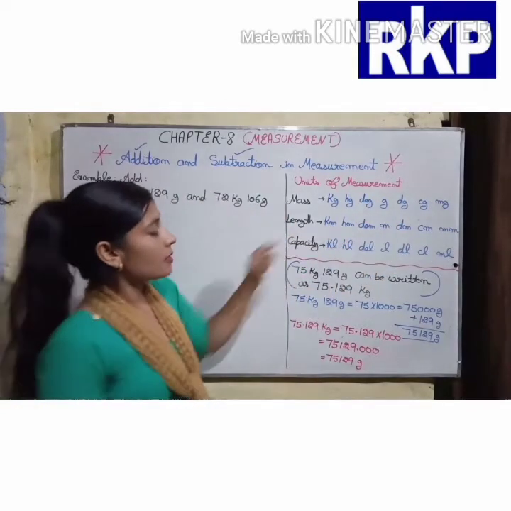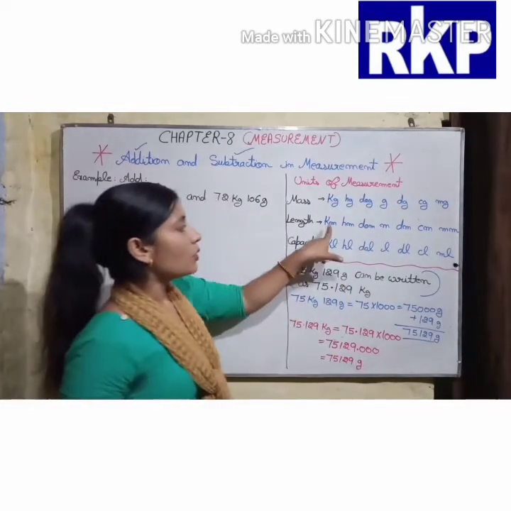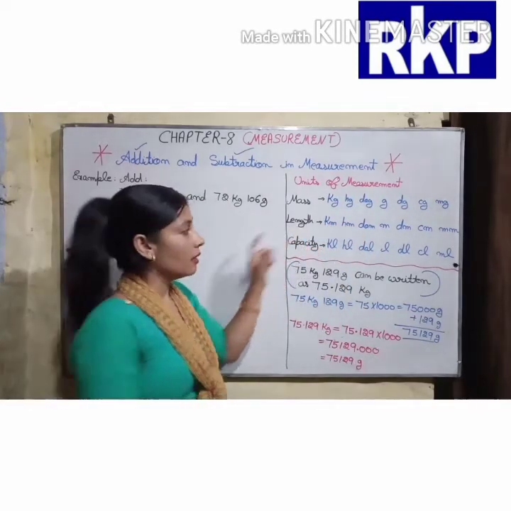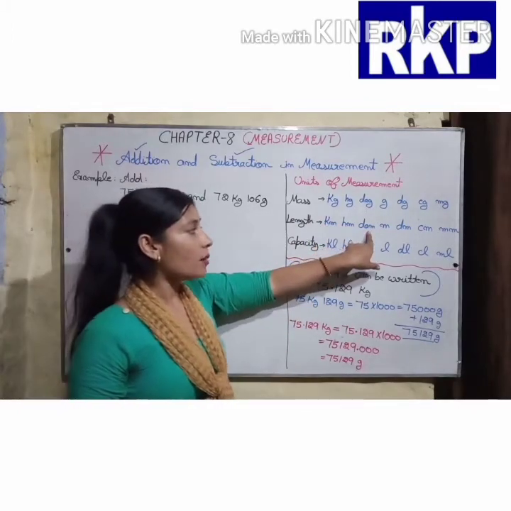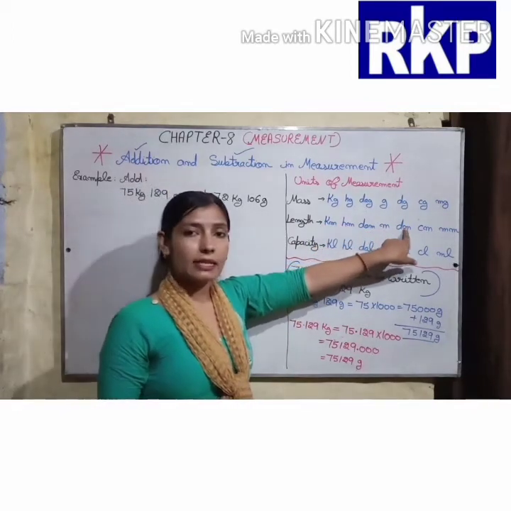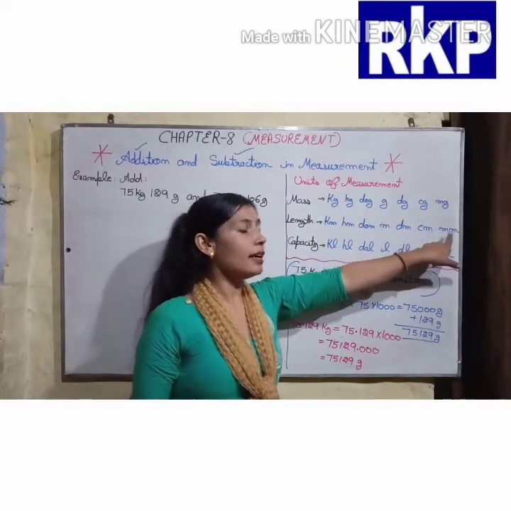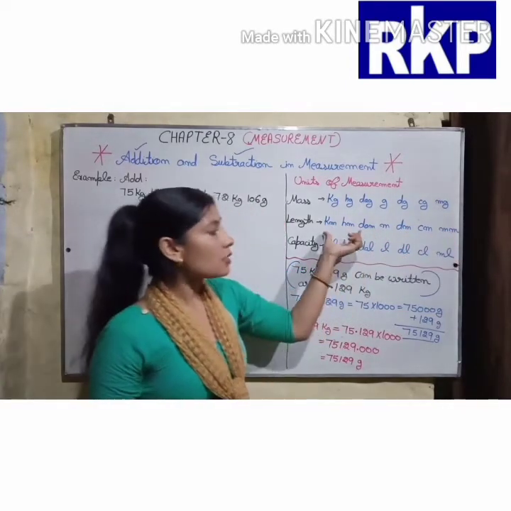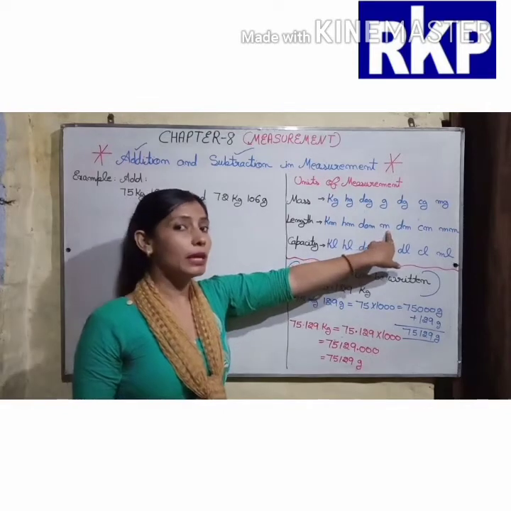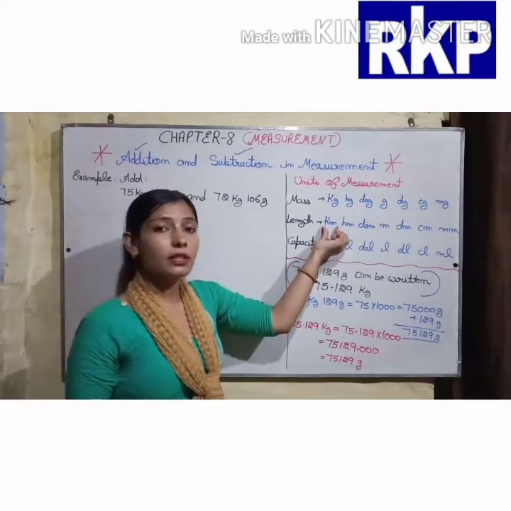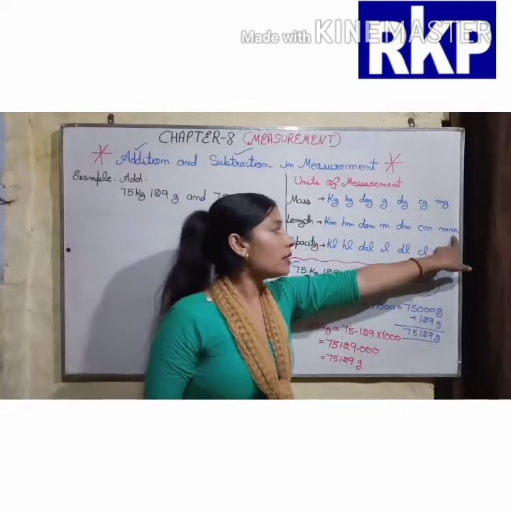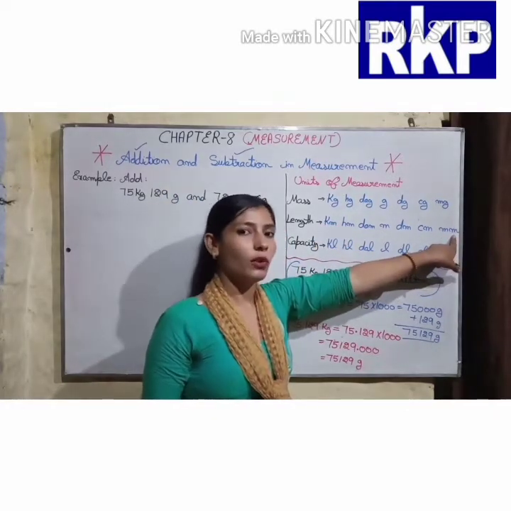And next, these are the units of length. First is kilometer, hectometer, decameter, meter, decimeter, centimeter and millimeter. And in this also, beta, meter is the basic unit, and kilometer is the largest unit of length and millimeter is the smallest unit of length.